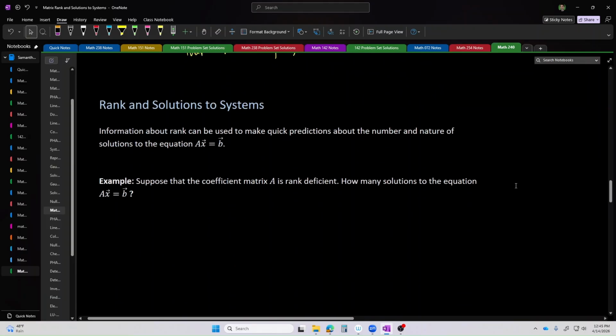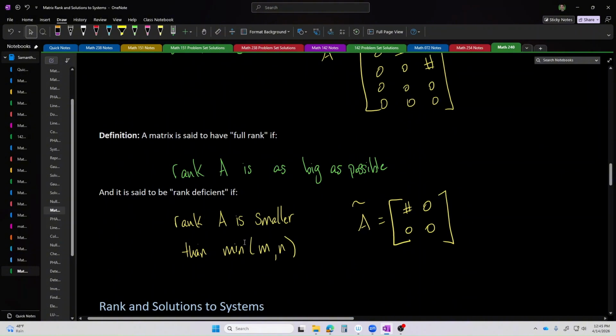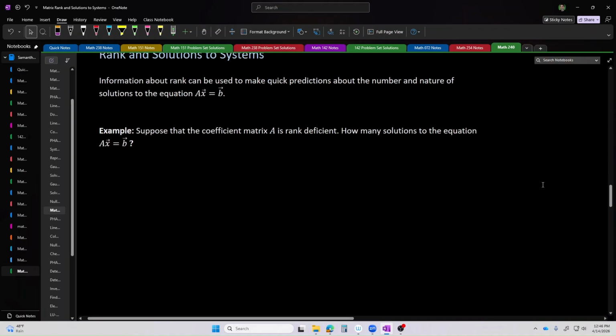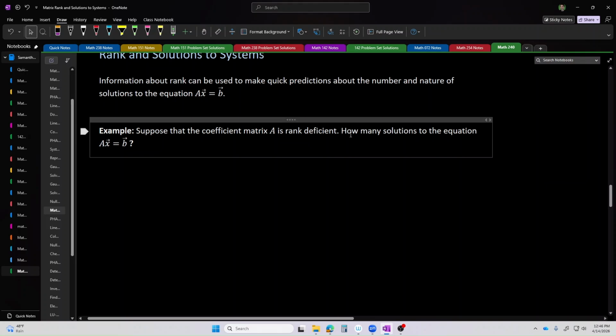So now let's think about what rank and rank deficiency imply in terms of solutions to equations and systems involving the coefficient matrix A. So scenario number 1: suppose that we're dealing with a system of equations where the coefficient matrix A is rank deficient. So the rank is less than what it could be. If you're in a scenario like that one, what can we predict about solutions to an equation of the form Ax equals b? Or in other words, what can we predict about systems of equations involving A as the coefficient matrix?